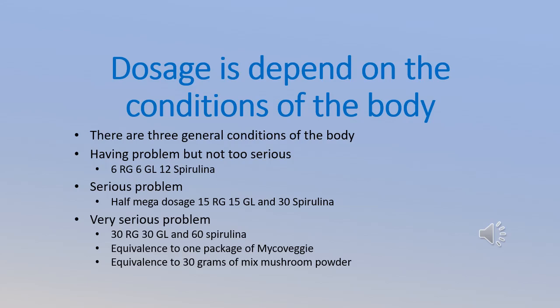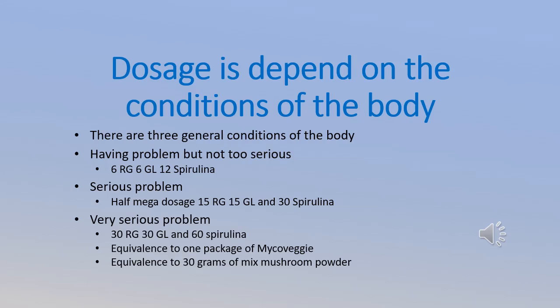Thirdly is the very serious problem. Very serious problem, you close your eyes and go for the mega dosage: 30 Rg, 30 Gl, and 60 spirulina. We also put all the Rg and Gl into a package of microveg. One package of microveg is equivalent to 30 Gl and 30 Rg. Or we can put in 30 grams of mixed mushroom powder. We do have mushroom powder.